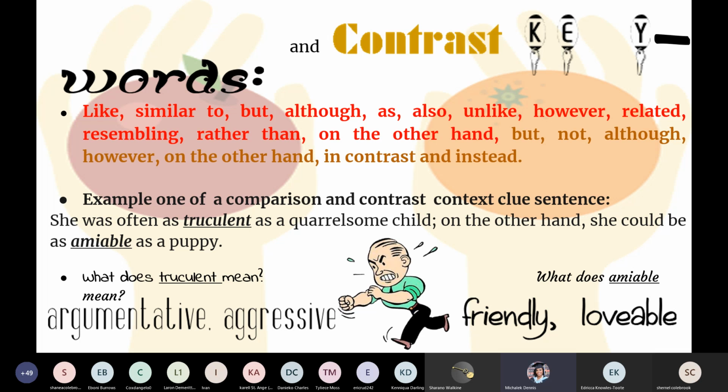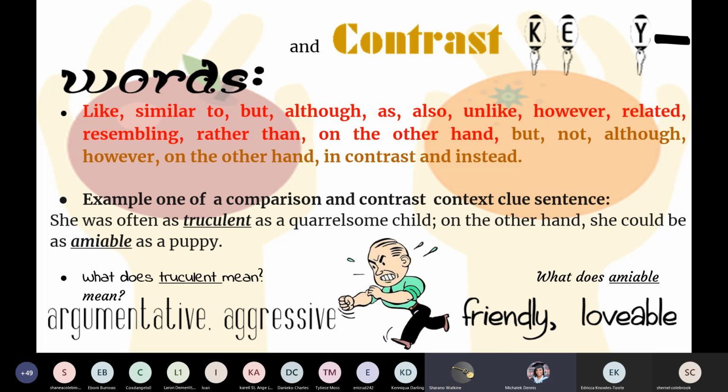All right, so you guys are on the right track. Argumentative, mean, aggressive. Why? Because of amiable. Good job. Amiable means friendly and lovable.